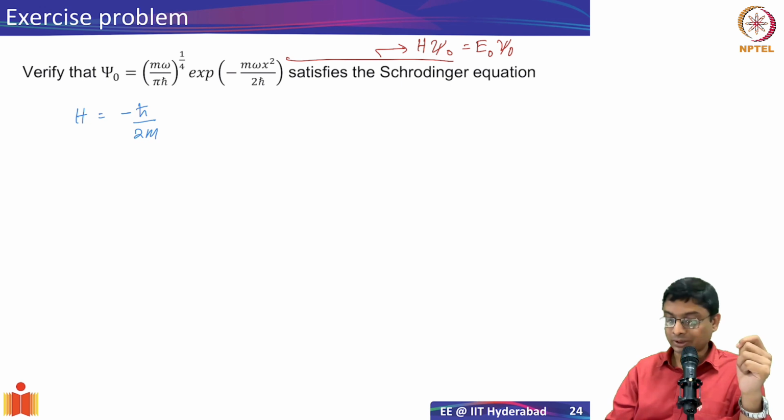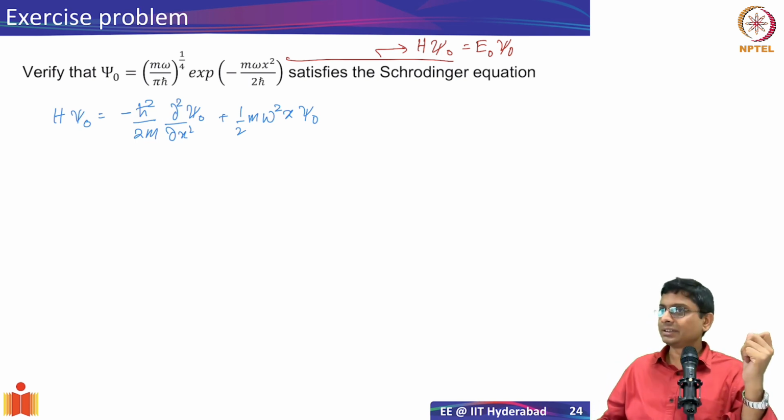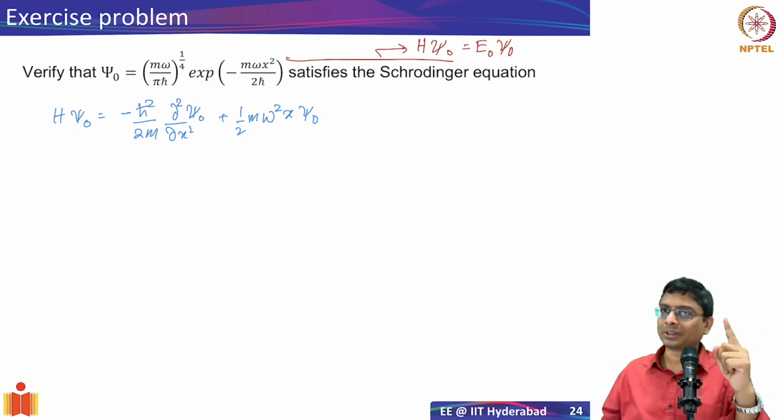So P square gives minus i h cross into minus i h cross, which will give you minus h cross square by 2m, del square by del x square. Acting on psi naught, this is going to be plus half m omega square x square psi naught. If you compute this, you should get half h cross omega psi naught. That is my eventual solution, because that's the ground state. We know that.